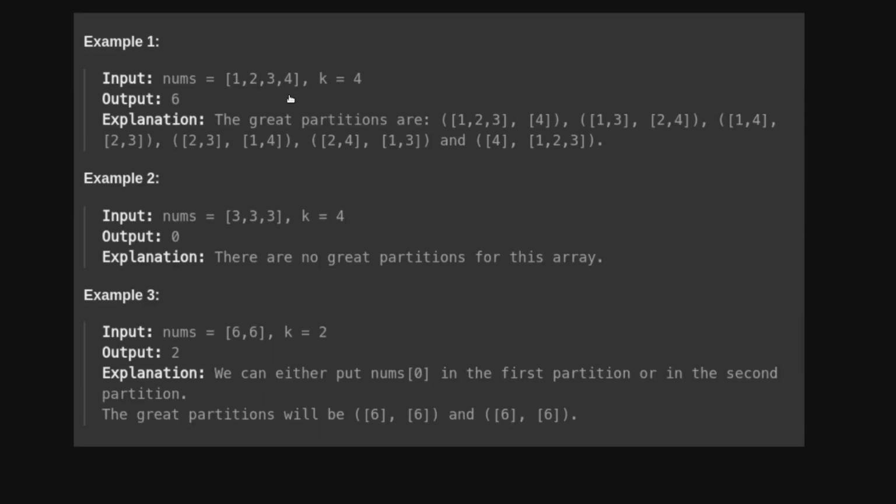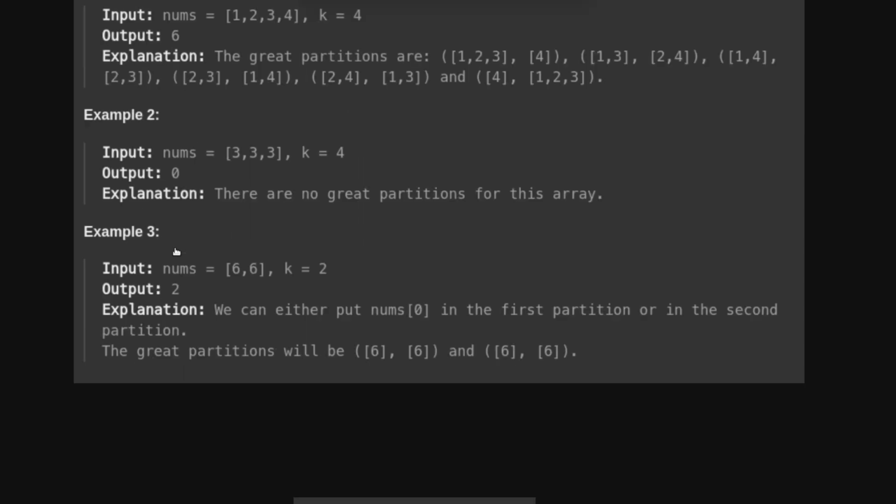As you can see in this one, we are given the array 1, 2, 3, 4 and k is 4. Below are the listed great partitions of this array, and you can also note that the sum of both the groups is at least 4, and the answers for these cases are also given. As you can see, none of the elements is greater than or equal to 4 here, hence the number of partitions is 0.